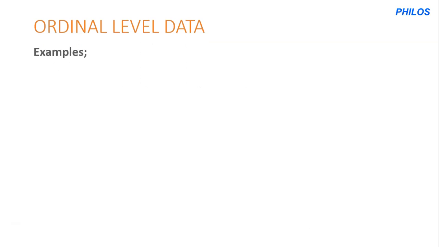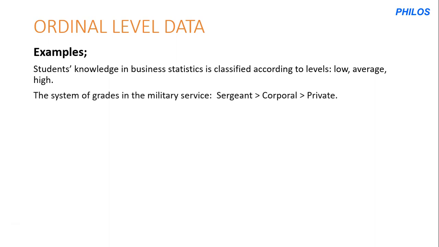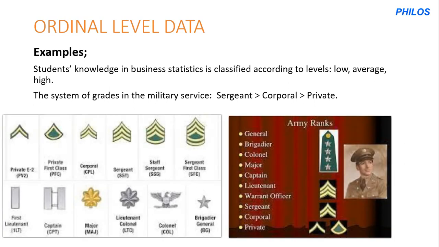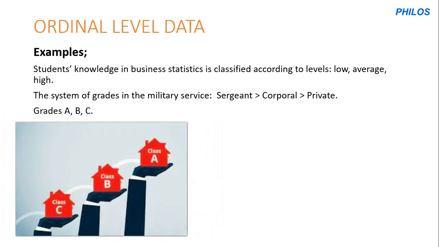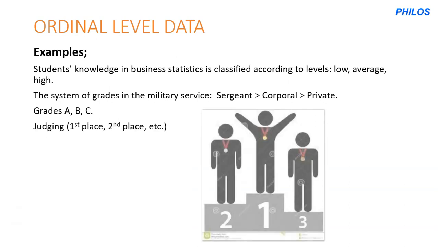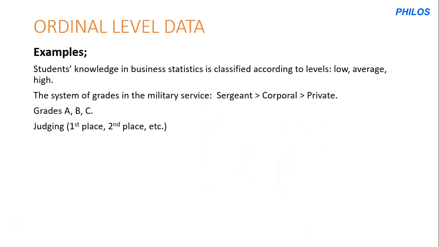Some other examples include students' knowledge in business statistics classified according to levels, let's say low, average, and high. So we know that high is more than average and average is more than low, isn't it? And then the system of grades in the military service, like sergeant, corporal, and private. Then grades according to A, B, C. You know A is more than B, and B is ahead of C, isn't it? And then judging according to first place, second place, third place, and so on. When you judge in that way, it's also an ordinal level of measurement.